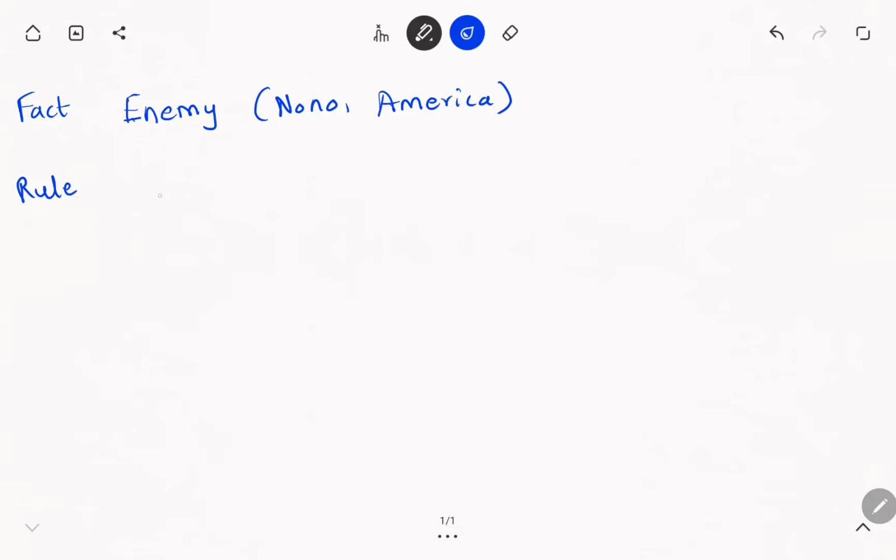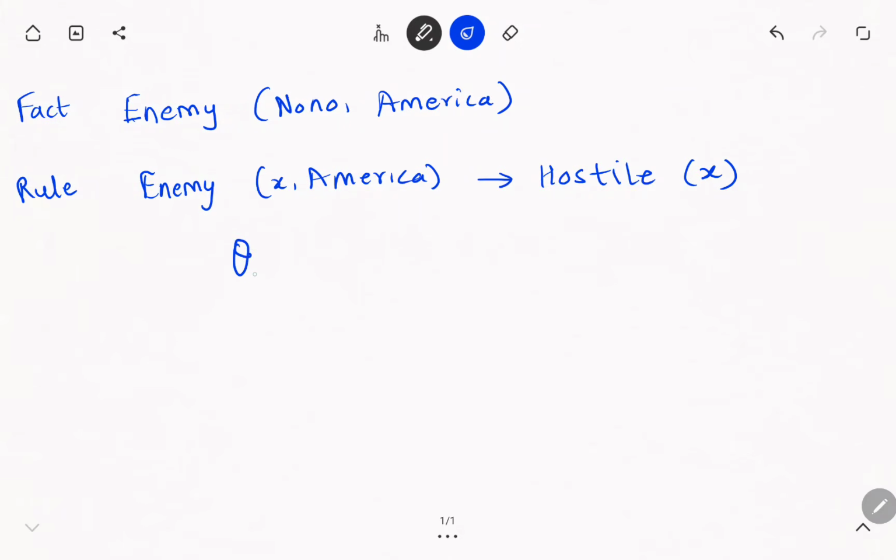Now let's start with the forward chaining proof. We always start with facts in case of forward chaining. So we start with this fact, enemy nono comma America, and we'll use a rule. The rule that we will use is enemy x comma America implies hostile x.